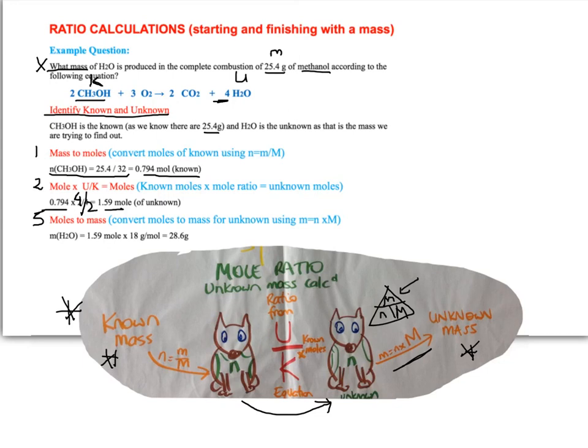And then in step 3, we're now converting those moles back to mass using this formula: mass equals number of moles times molar mass. So because we're talking about water here, we're getting that new number, the number of moles of the unknown, I should say, and we're timesing it by the molar mass of water, which is 18, and we end up with our answer, which is 28.6 grams.